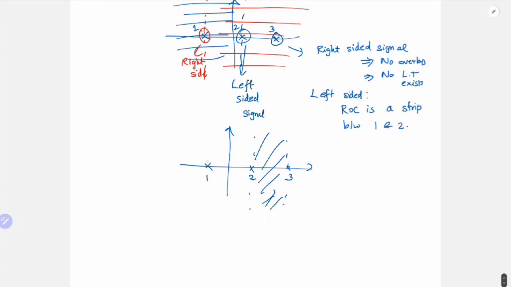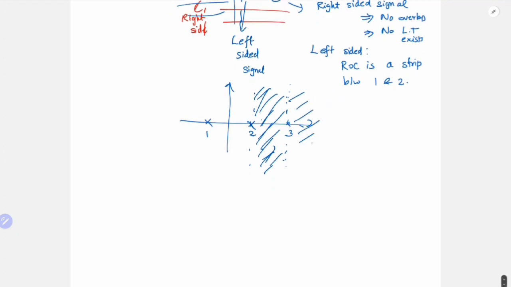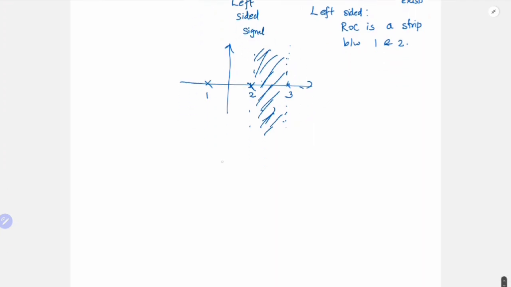So what do you expect the signal to be? The portion of the signal contributing to this first pole should be right-sided, because then only it will overlap here. And the portion of the signal contributing to the second pole should also be right-sided. And the portion contributing to the third pole should be left-sided. So then only you will get this. If all three are right-sided, then what will happen? It will just be this region, right?